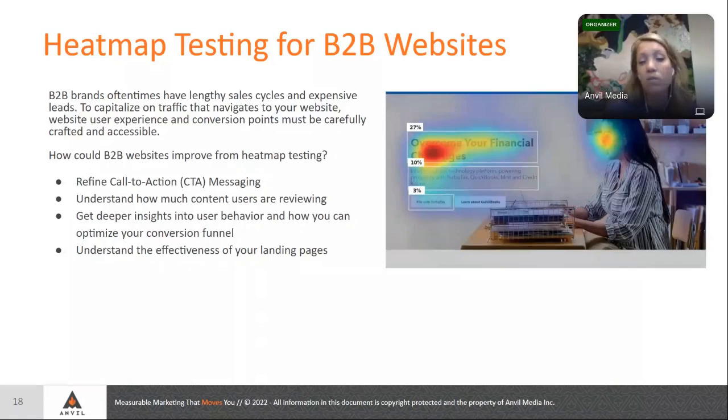And then we can also just simply understand how effective the landing pages are as well. So if we're seeing a lot of red or hot places on our heat maps, we can generally understand that landing pages are effective because they're helping to drive more engagement from users. Again, the whole point of a landing page is to get users to complete that desired action. So if we can validate that through heat map testing, we can understand that our landing pages are set up for success.